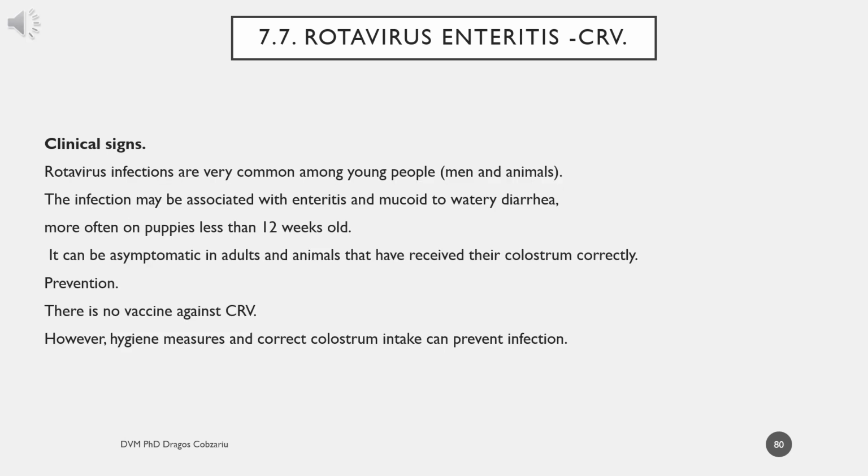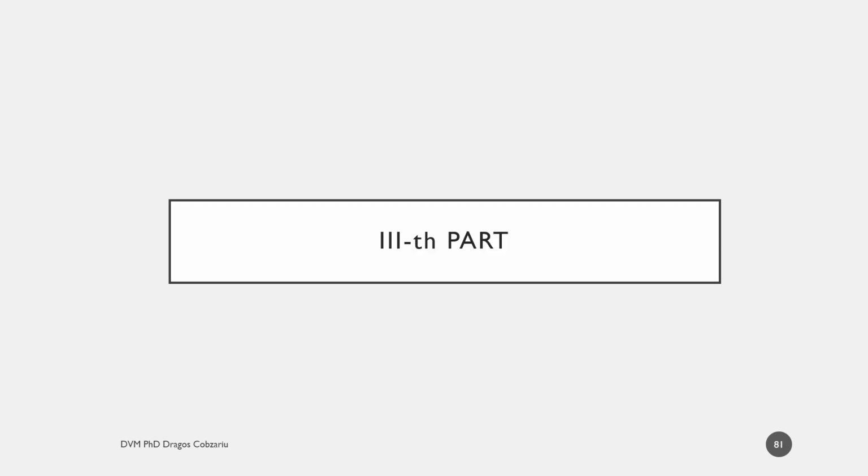Clinical signs. Rotavirus infections are very common among young people, men and animals. The infection may be associated with enteritis and mucoid to watery diarrhea, more often in puppies less than 12 weeks old. It can be asymptomatic in adults and animals that have received their colostrum correctly. Prevention. There is no vaccine against CRV. However, hygiene measures and correct colostrum intake can prevent infection.